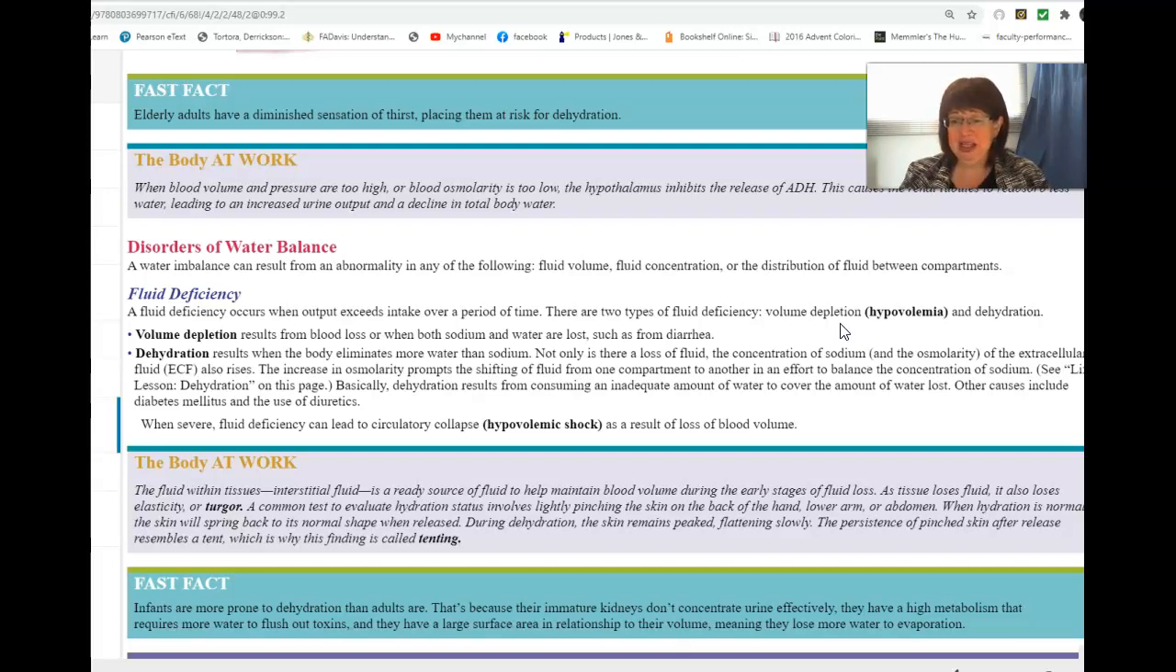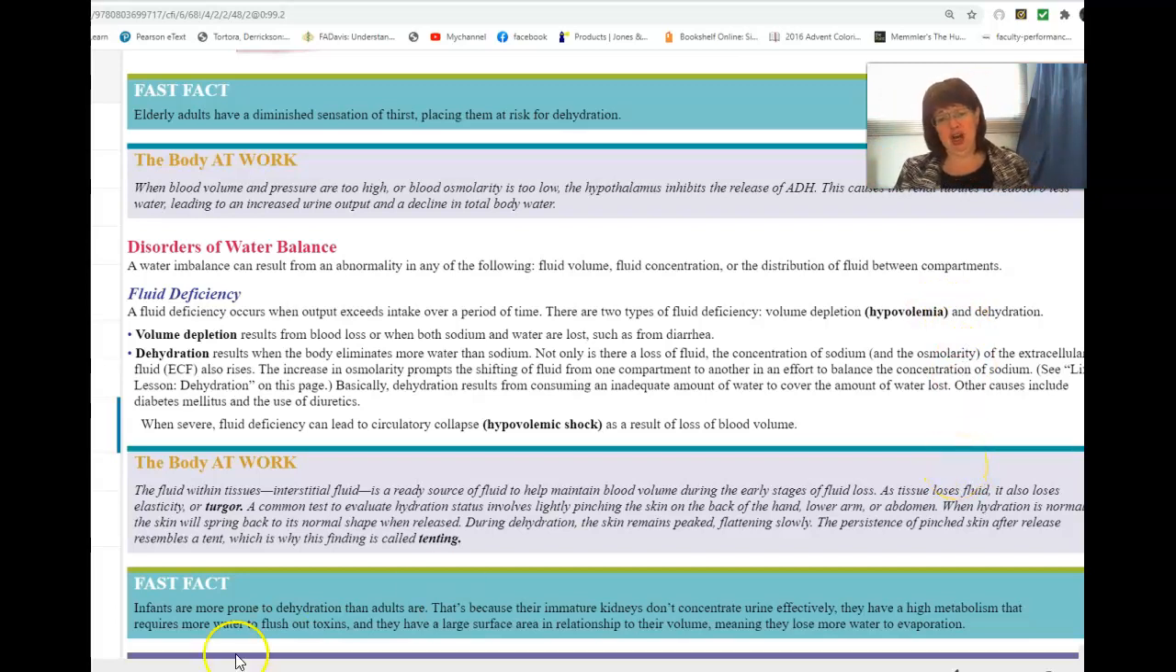This could be because of your concentration of sodium. It can also be because your water is shifting from one area to another. Too much water deficiency can lead to shock because of a loss of blood volume, usually because you're bleeding out. And then with loss of blood volume, things aren't working right. When you have dehydration, you can actually pick up the skin, and if it doesn't spring back, you're dehydrated. That's called tenting. If your skin remains peaked, then it is dehydration.